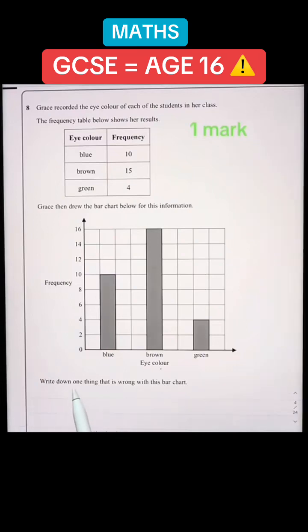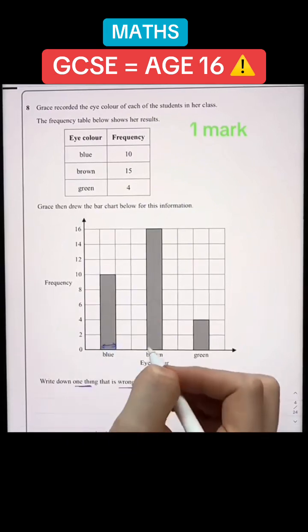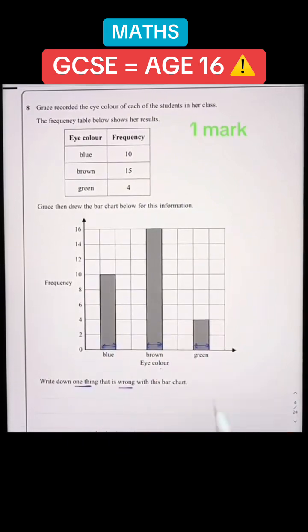Question 8. Write down one thing that is wrong with the bar chart. When checking a bar chart, we first of all should check the frequency, our scale. Is it consistent? Here it's 2, 4, 6, 8, 10, 12, 14, 16. It's going up in 2s, that's fine. We're looking at the bars. In a bar chart, each bar should have the same width. And here we can see each bar has a width of 1 square. So again, that's correct.